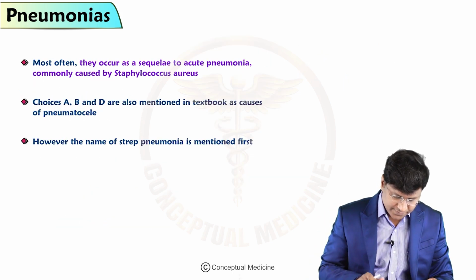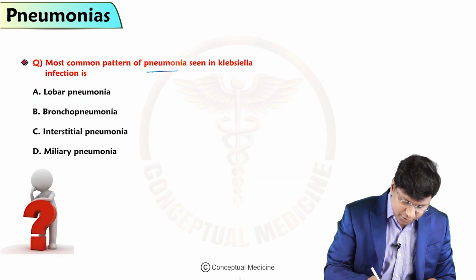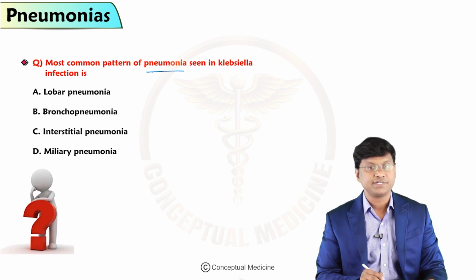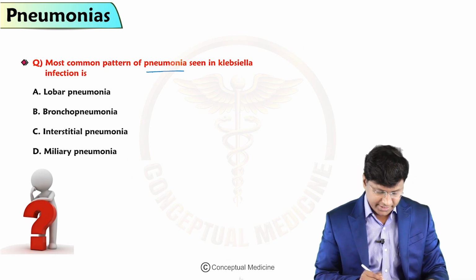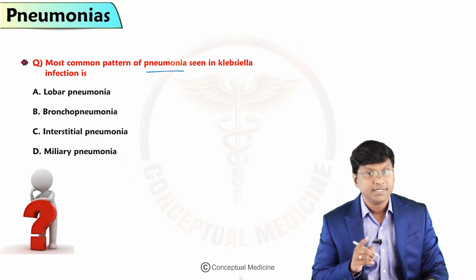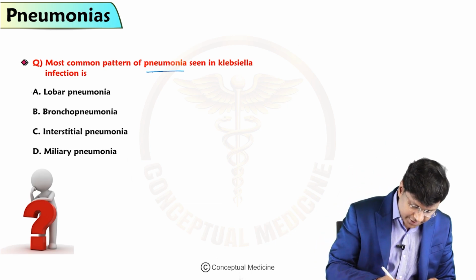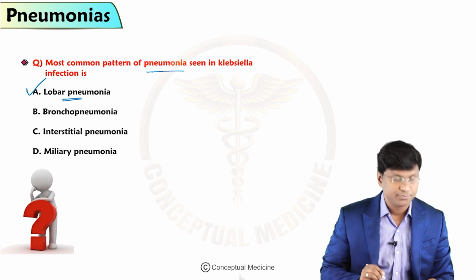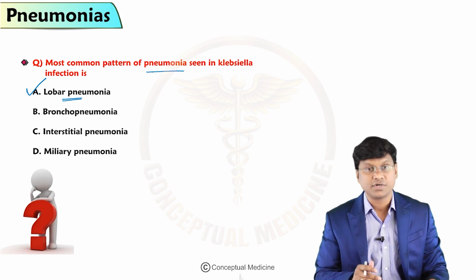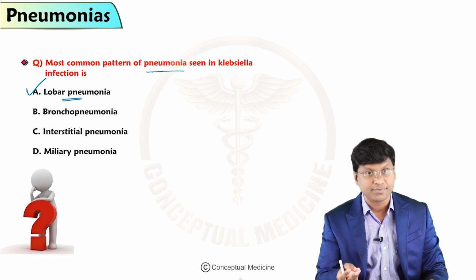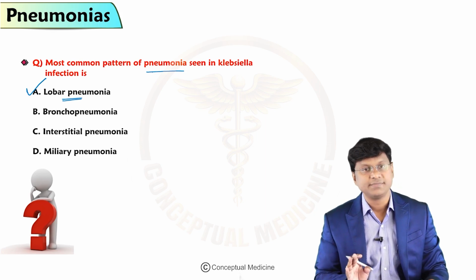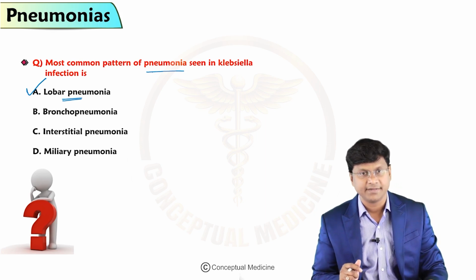If you see the next question, most common pattern of pneumonia seen in Klebsiella infection: lobar pneumonia, bronchopneumonia, interstitial pneumonia, miliary pneumonia. Let me tell you, Klebsiella pneumoniae will cause lobar type of pneumonia. So the organisms causing lobar pneumonia are number 1, Streptococcus pneumoniae, number 2, your Klebsiella pneumoniae. We will discuss that in detail again.